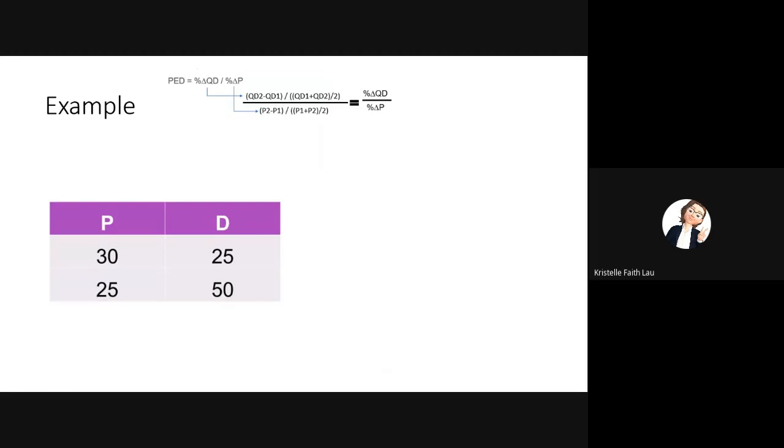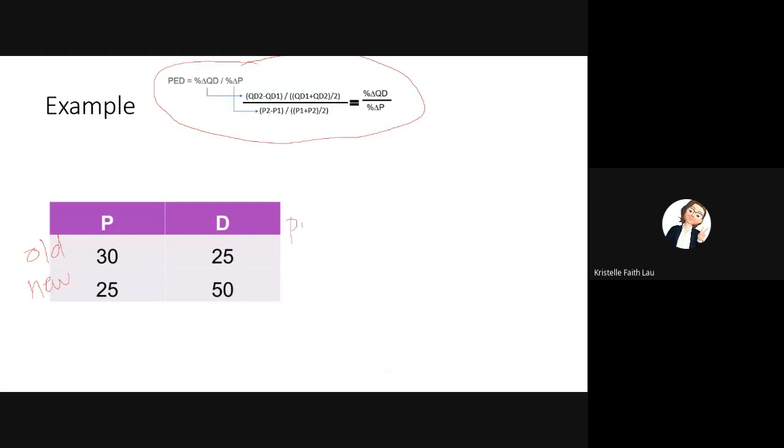For our example, the given prices are 30 and 25. For the demand, 25 and 50. To avoid confusion, I always label them old and new so I know which is the new price and the old price, or the old demand and the new demand. Now we will use the formula we learned for the PED. First is to look for the QD2.